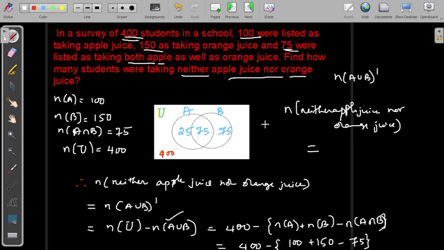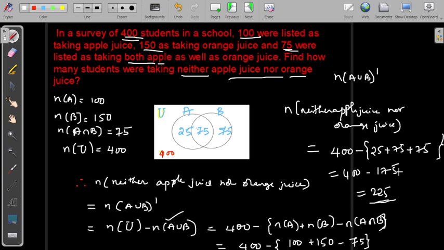So it is directly from the Venn diagram. I have written here 400. It's 400 minus the union value. So it gives you 400 minus the union value, 25 plus 75 plus 75. Union means this: from the entire universal set if you remove the union value, then you will get the region outside the union. That is 25 plus 75 plus 75, that is 150 plus 25, 175, that also gives you 225.